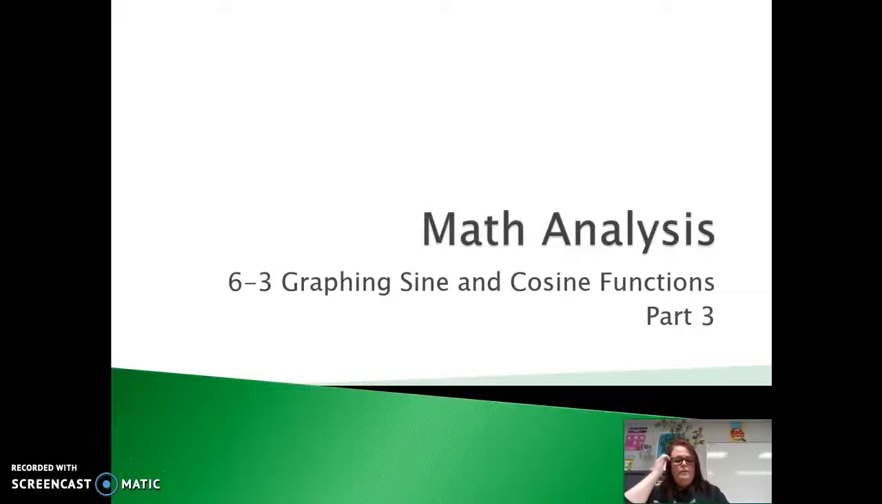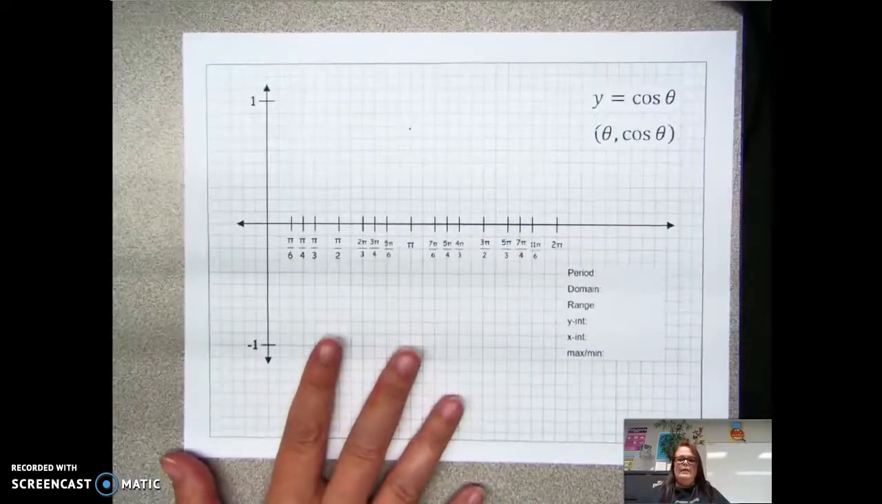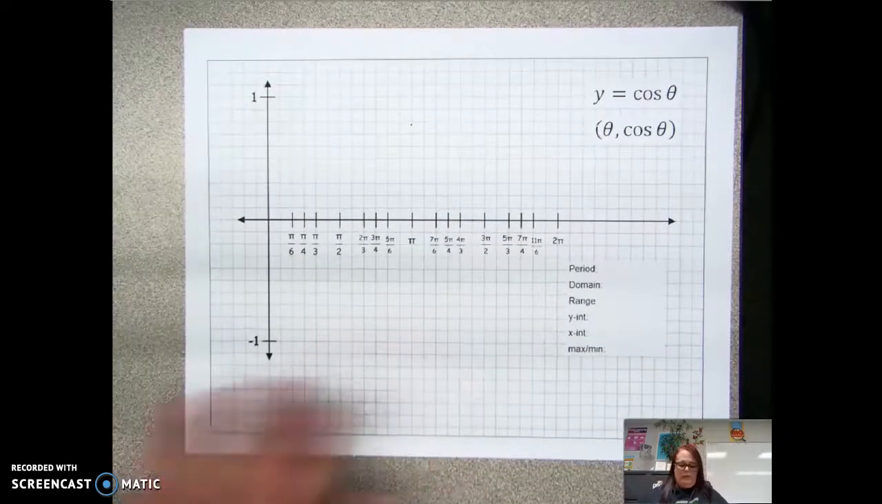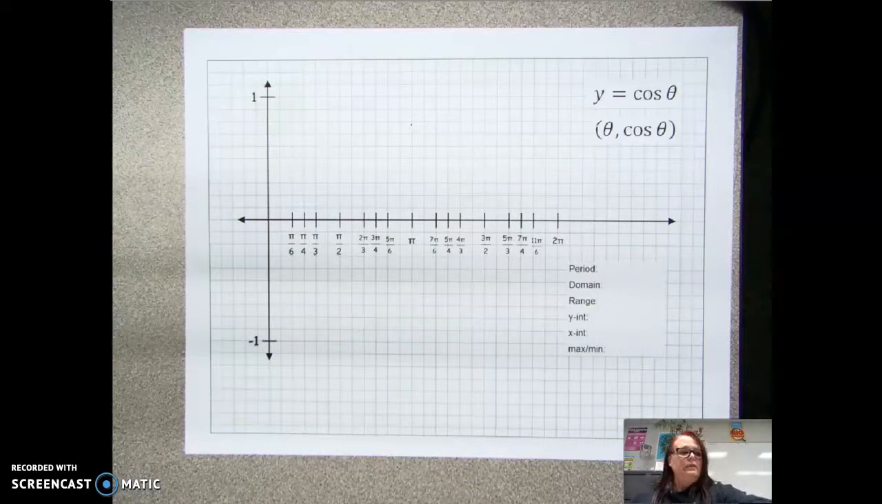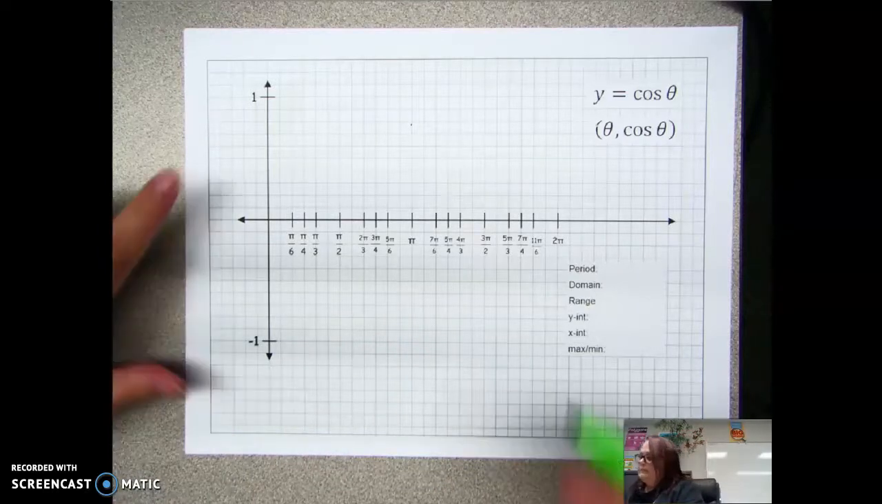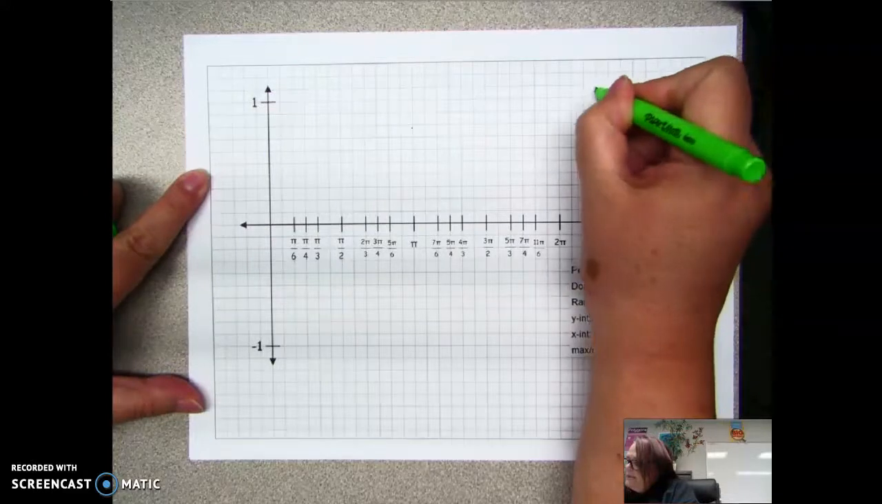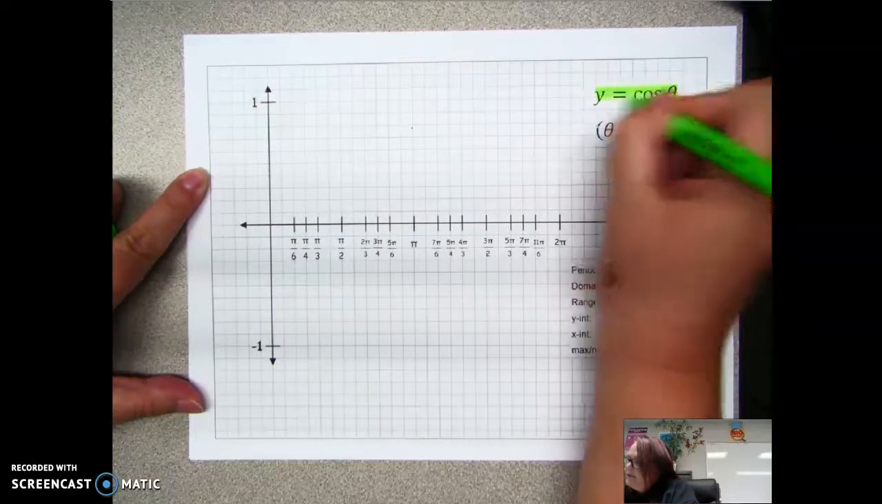So for part 3, we're going to do the same thing we did in part 2, but this time we're going to do it for cosine instead of doing it for sine. All right, so in this graph, we're going to highlight this. Let's see, I'm trying to think of maybe in green. So if I highlight this in green, hopefully you can see it.